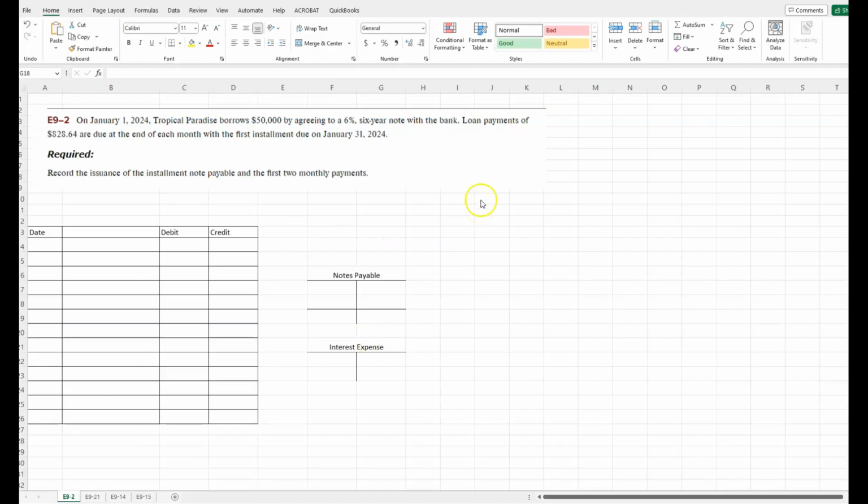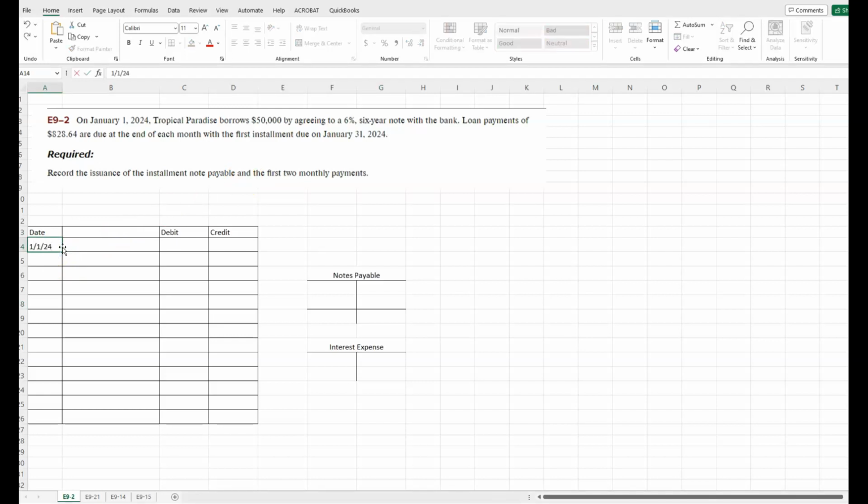Okay, our examples, I have all these on a spreadsheet, by the way, and I will upload a blank one and I'll upload one with the solutions. So we'll start with E92, which is an installment agreement. Installment note. So on January 1st, Tropical Paradise borrows $50,000 by agreeing to a 6% 6-year note with the bank. Their payments are $828.64 at the end of each month. The first installment is due on January 31st. So we're going to record the issuance of the note payable in the first 2 monthly payments.